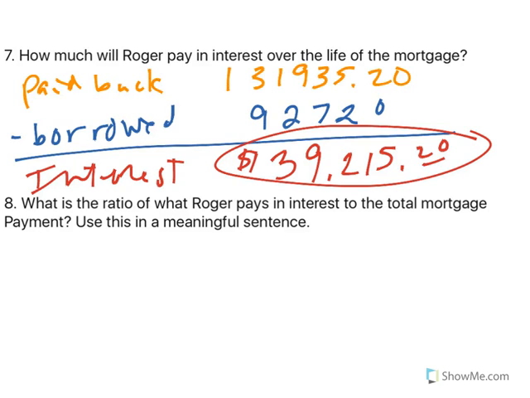I mean, that's crazy. And not everybody has a low interest rate. 3.75 is a pretty low interest rate. Higher interest rates means they're paying back more. It's just crazy. Okay, number 8.